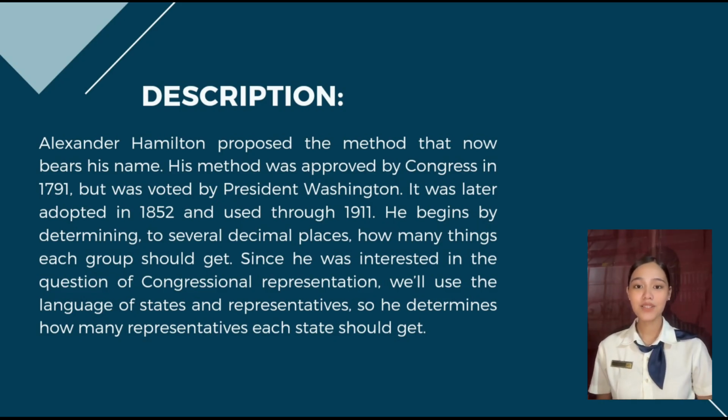Description. Alexander Hamilton proposed the method that now bears his name. His method was approved by Congress in 1791, but was vetoed by President Washington. It was later adopted in 1852 and used through 1911. He begins by determining to several decimal places how many things each group should get. Since he was interested in the question of congressional representation, he used the language of states and representatives. So he determines how many representatives each state should get.